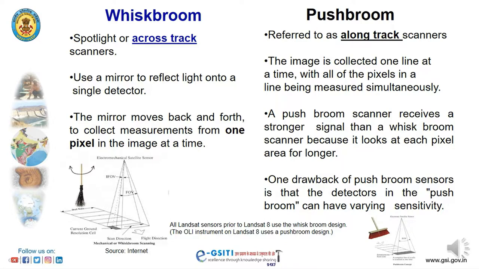A push broom scanner receives a stronger signal than a whisk broom scanner because it looks at each pixel area for longer. One of the drawbacks with push broom sensors is that the detectors in the push broom can have varying sensitivity. Almost all the Landsat sensors prior to Landsat 8 use the whisk broom design, whereas the OLI instrument on Landsat 8 uses a push broom design. We will come to know more about the Landsat 8 data in our coming slides.